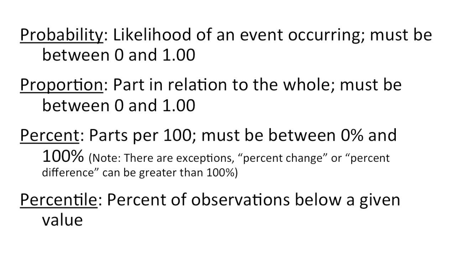A percent is the parts per 100. This must be between 0% and 100%. Often, you can take the proportion and multiply it by 100, and that will give you the percent. Note that there are some exceptions to the rule that it must be between 0 and 100. For example, percent change or percent difference can be greater than 100%. We won't see these until later in the course, though.